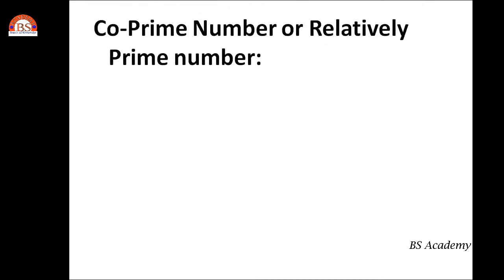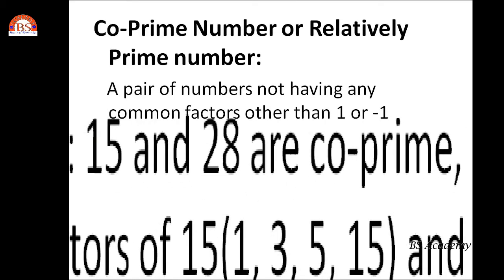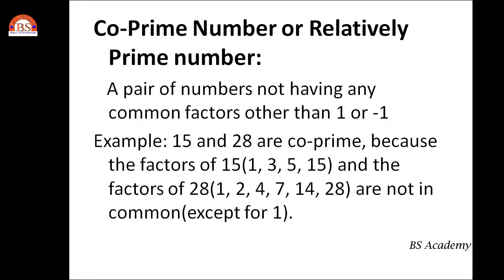And the next is coprime numbers, which are also called relatively prime numbers. A pair of numbers not having any common factors other than 1 or minus 1. Example, 15 and 28 are coprime because the factors of 15 are 1, 3, 5 and 15, and the factors of 28 are 1, 2, 4, 7, 14 and 28, which are not in common except 1. So it is a coprime pair.